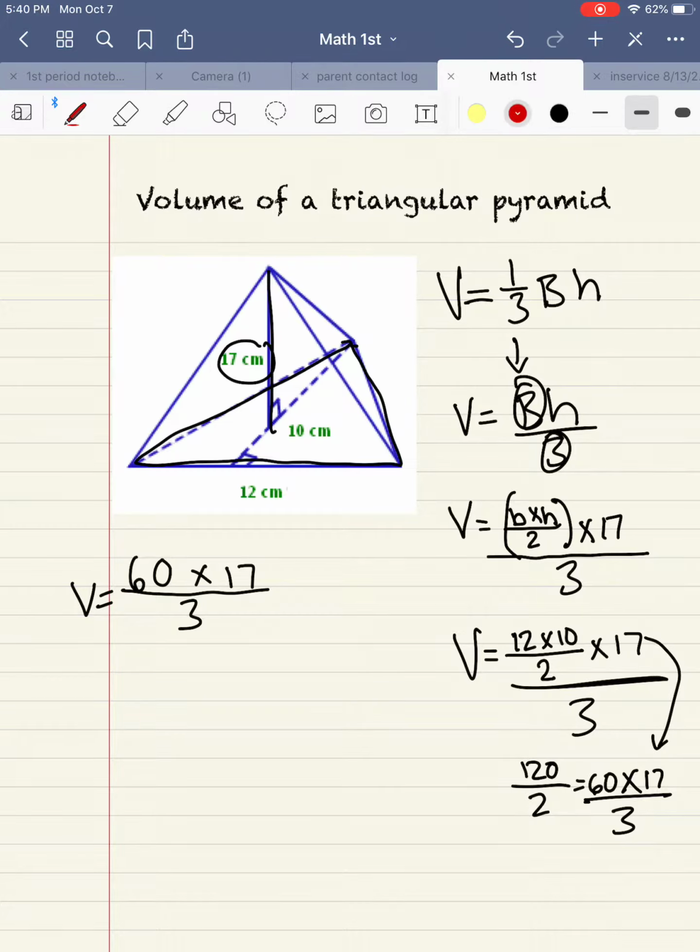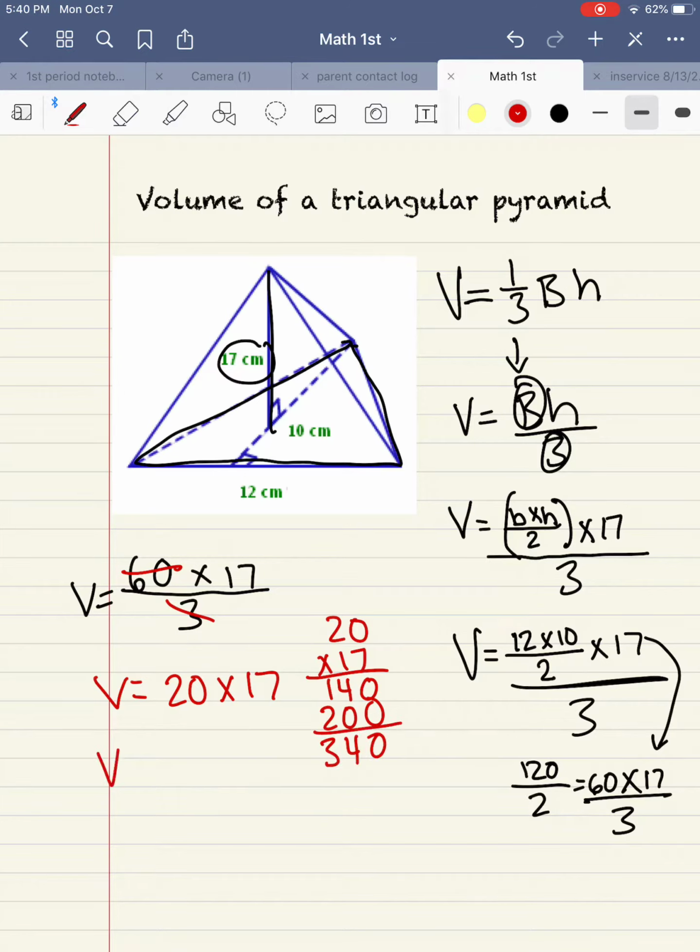And I see here that the 60 and the 3 can be divided before I multiply anything. So 60 divided by 3 I know is 20. So when I multiply 20 times 17, I am going to get 340. So my answer here is the volume of the pyramid is 340 cubic centimeters.